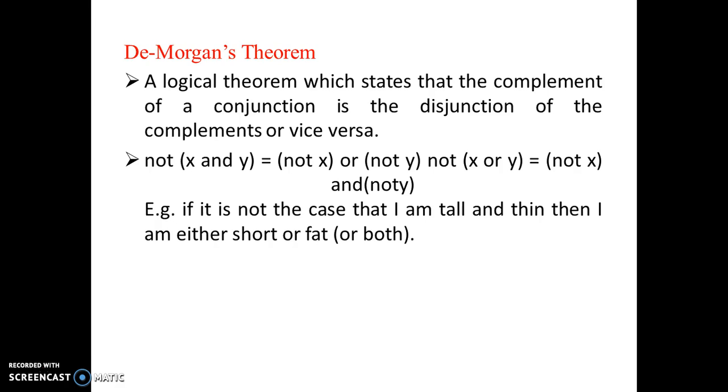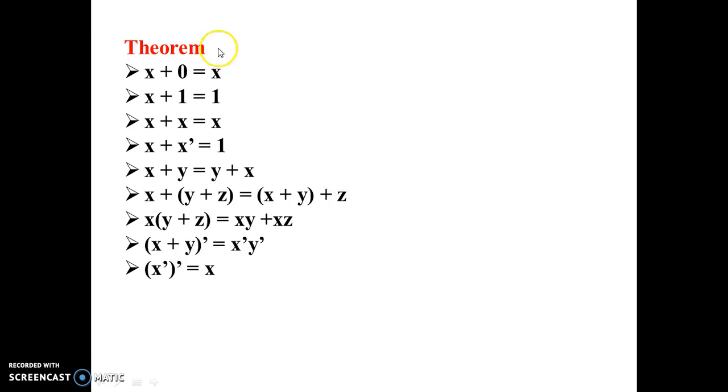So we have to apply De Morgan's theorem to the Boolean expressions. De Morgan's theorem states that the complement of a conjunction is the disjunction of the complements, or vice versa. That means NOT of X and Y is equal to NOT X or NOT Y. NOT of X or Y is equal to NOT X and NOT Y. So NOT is common to both X and Y. So this is De Morgan's theorem.